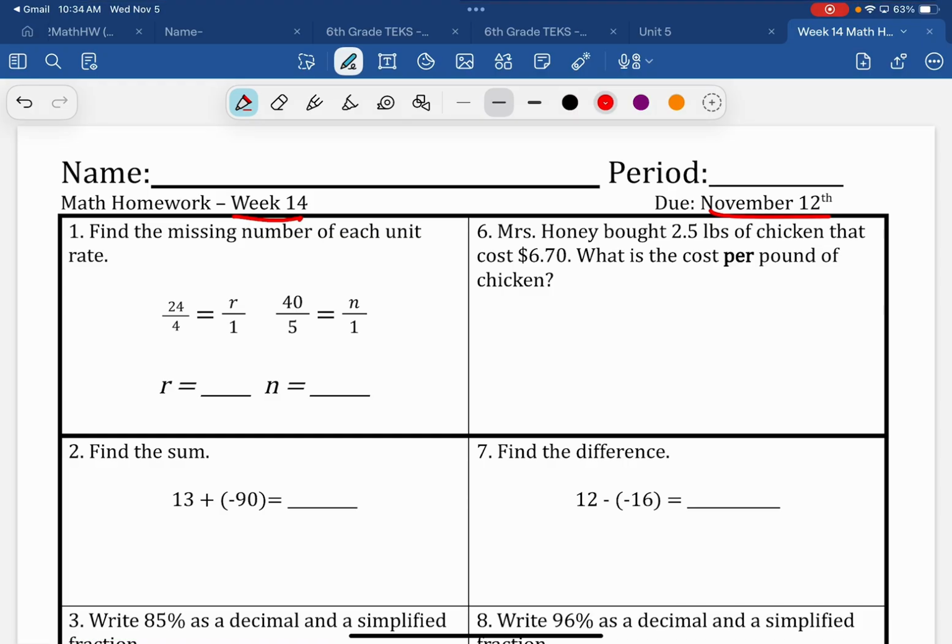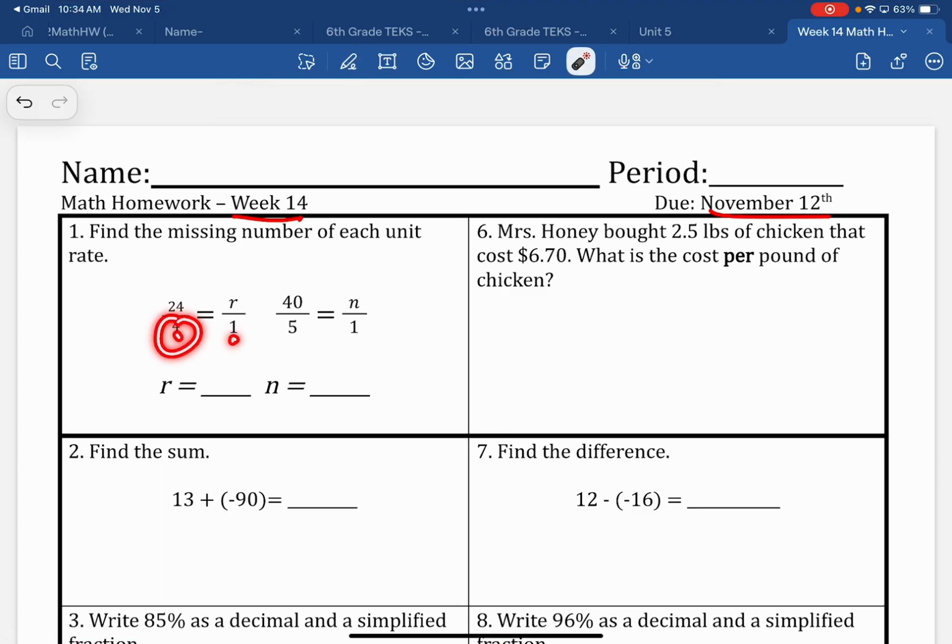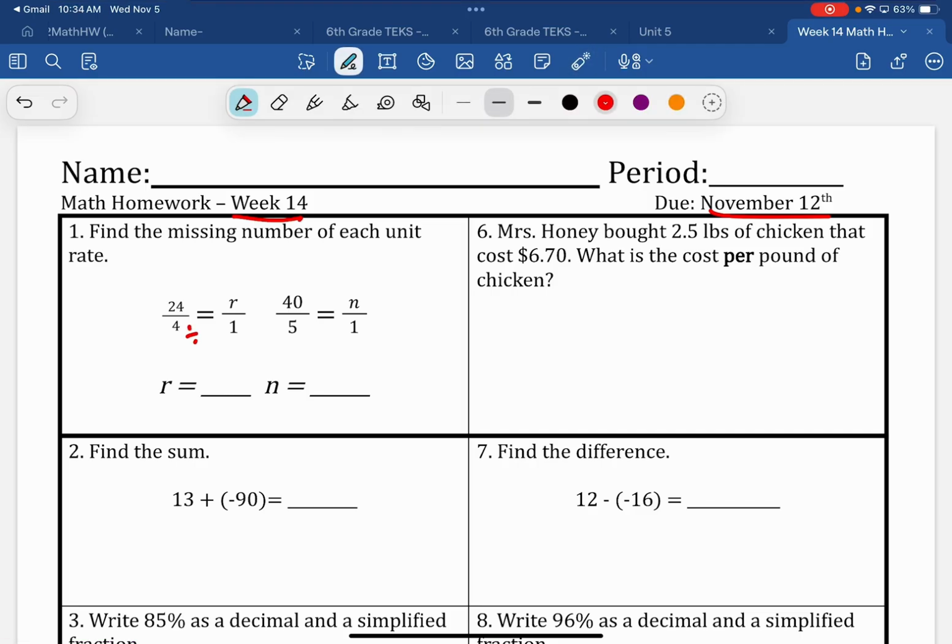Find the missing number of each unit rate. And so 24 to 4 equals something to 1. So you have to ask yourself, how did I get 4 to become 1? Well, I divided by 4. So whatever I do to the bottom, I have to do to the top. So I'm just going to do 24 divided by 4, and then on the next one is 40 divided by 5.